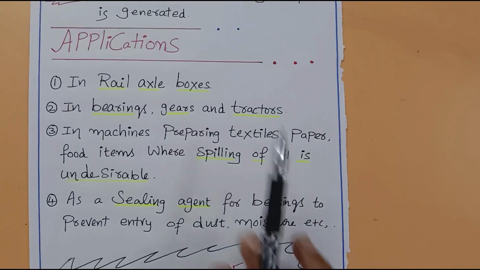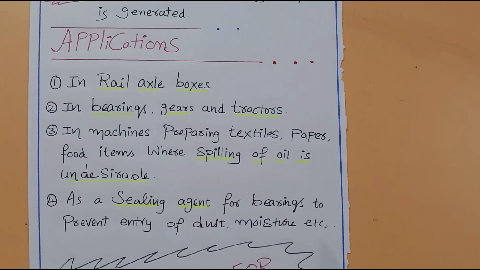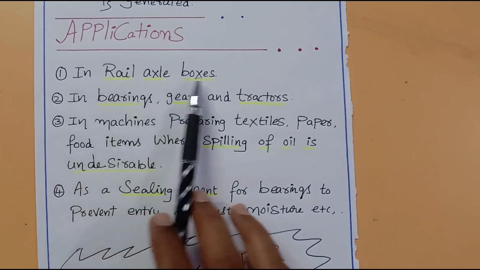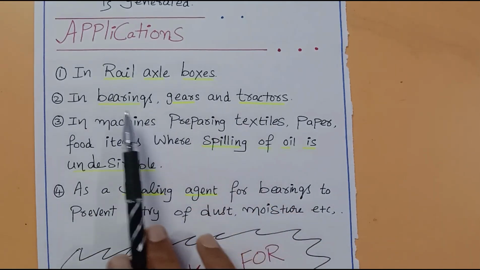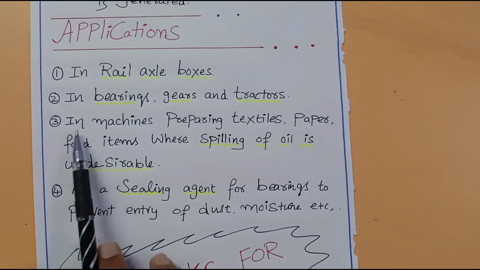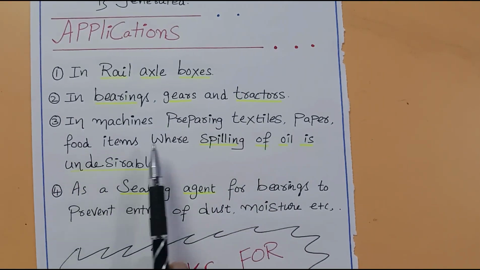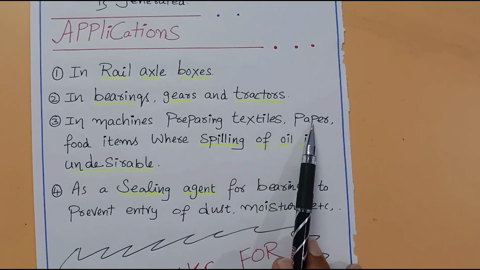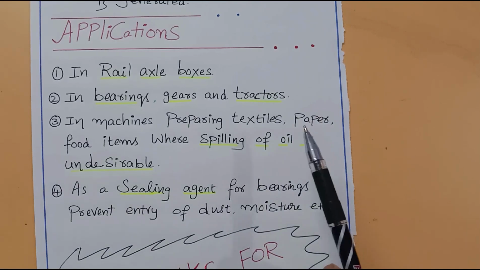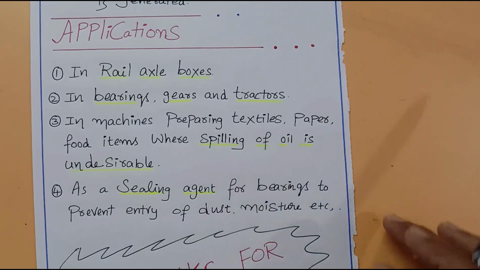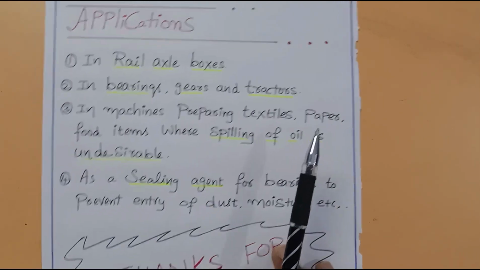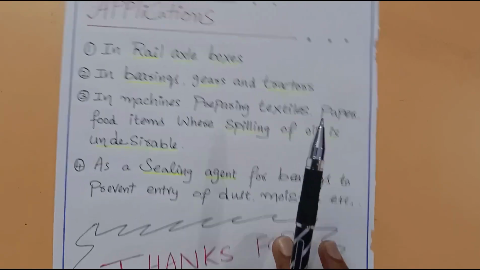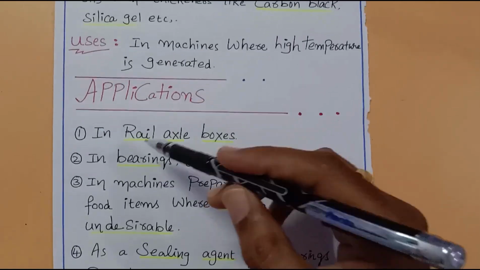Then let us see the overall applications of greases. Greases are highly useful in rail axle boxes, and they are used for the lubrication of bearings, gears, and tractors. They are used in machines preparing textiles, paper, and food items where spilling of oil is undesirable. If you use petroleum oil in textile, paper, or food manufacture, the oil may spill. It may contaminate the food, textile or paper, which is not desirable. So you just use grease, which doesn't spill. They are also used as a sealing agent for bearings to prevent entry of dust and moisture. Those are some common applications of greases.